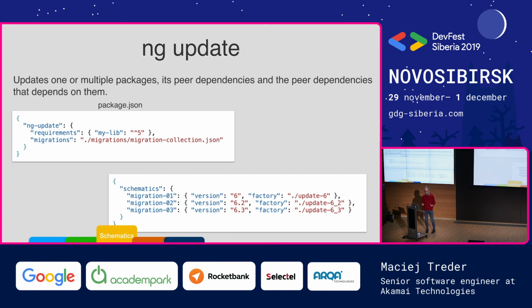So again, I don't want you to go into documentation, so I am writing a special small set of schematics, which is just information on what needs to be changed from one version to another version of this particular library. And Angular gets information about that again from package.json, where we are pointing to the migrations collection, inside which we are saying that my factory for updating from version 6 to 6.2 is here, etc.